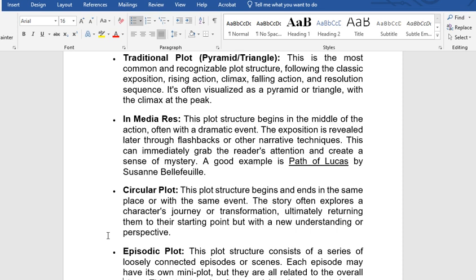A good example is Paths of Lucas by Susan Belfort. Paths of Lucas is in the new syllabus, that is the 2026 to 2030 syllabus. So this technique is used in Paths of Lucas.